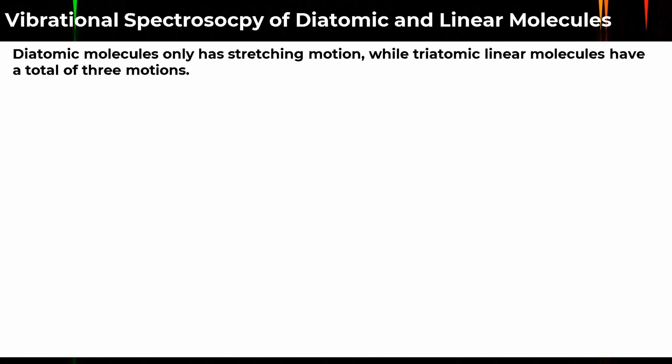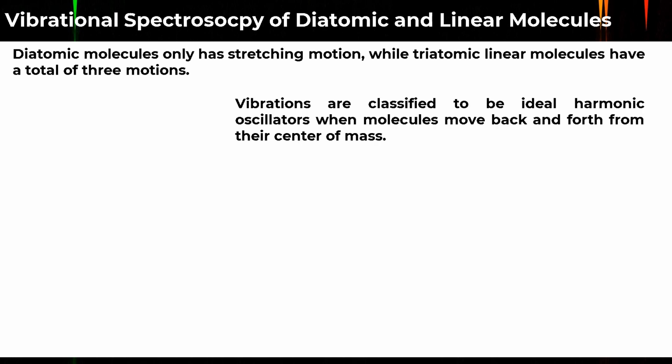Now, let's consider vibrational spectroscopy of diatomic and linear molecules. Vibration spectra of diatomic molecules are simple since they only consider stretching motion, while triatomic linear molecules have three motions. Vibration is classified to be an ideal harmonic oscillator when molecules move back and forth from their center of mass. The force that opposes the motion is directly proportional to the displacement from equilibrium.